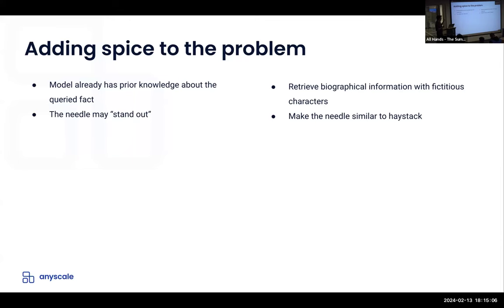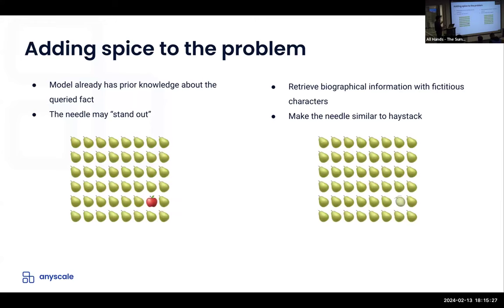And this may be easier for LLMs to distinguish from the surrounding context, and we wanted to make it harder. So for the needle, we use the same biography. You're still retrieving a biography, but it's from an individual that you have in mind. So you go from something being too obvious to something that is hidden, and it's harder to get out.